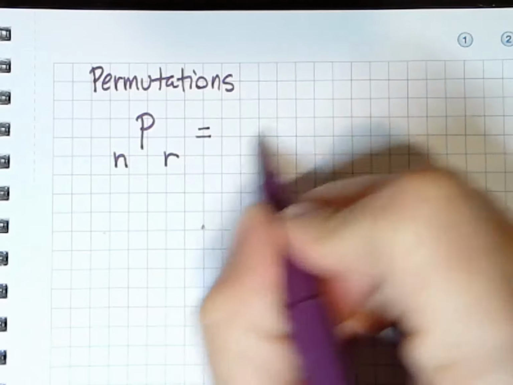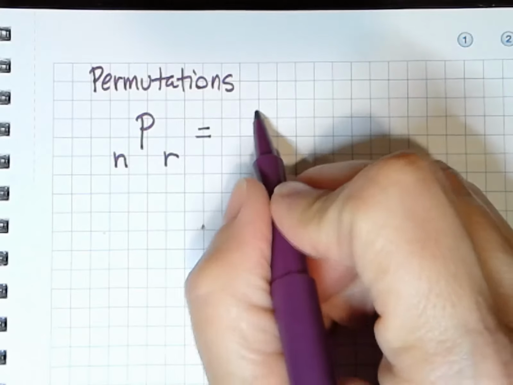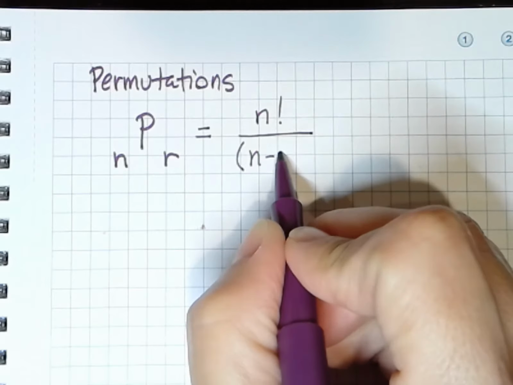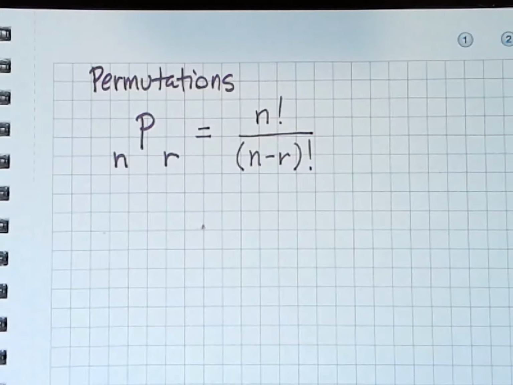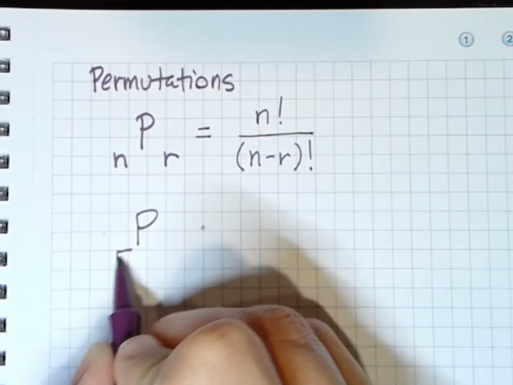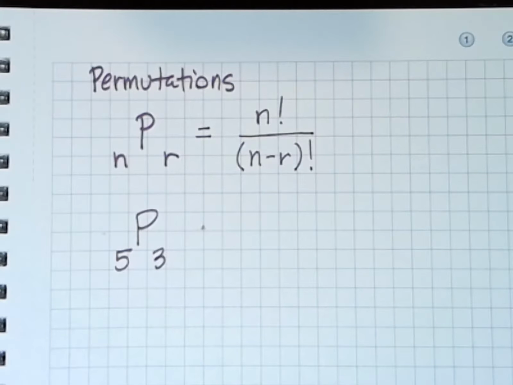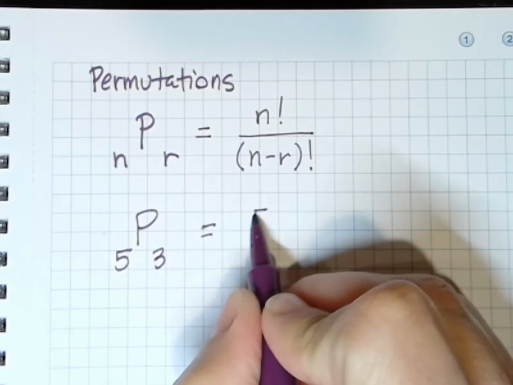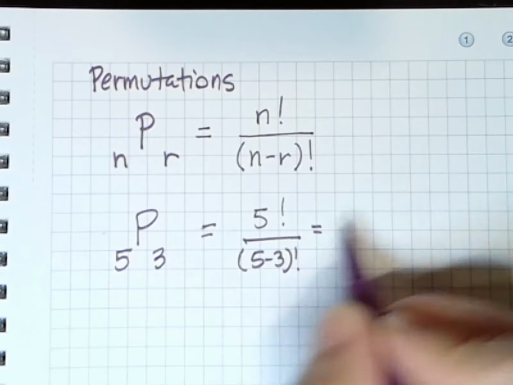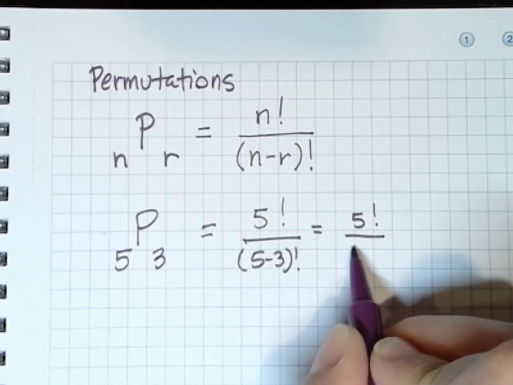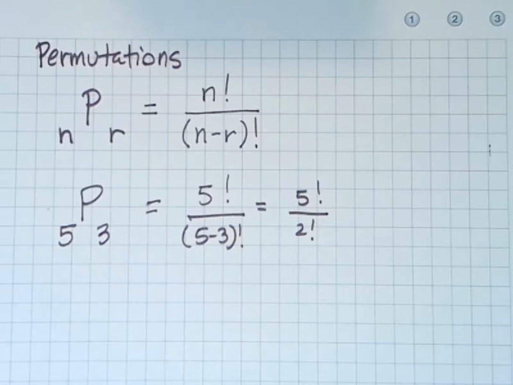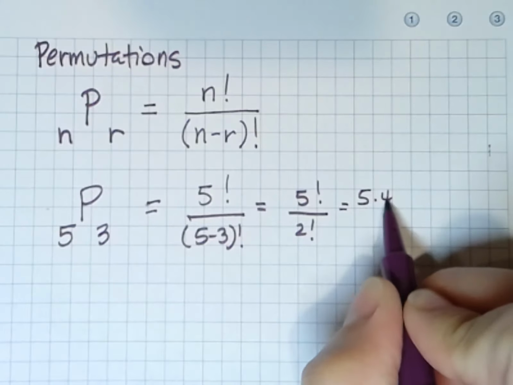Okay, so the formula says that you take the N and you take its factorial over N minus R, and you take that factorial. So if you're looking for a permutation of 5 things taken 3 at a time, then you would get 5 factorial over 5 minus 3 factorial, which is 5 factorial over 2 factorial. And so you can either use the shortcut way I showed you, or you can write it out.